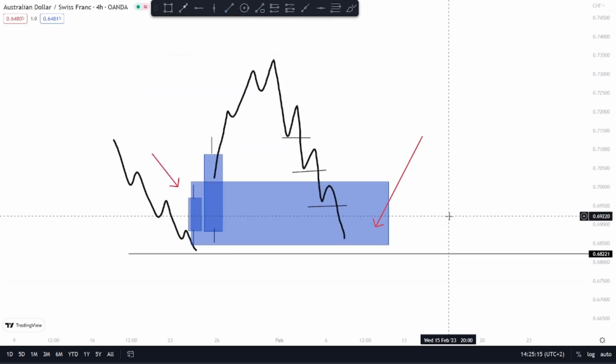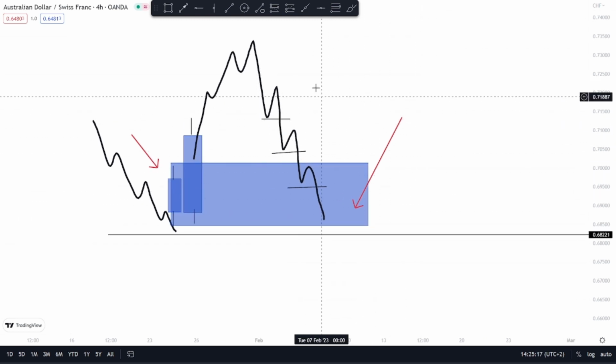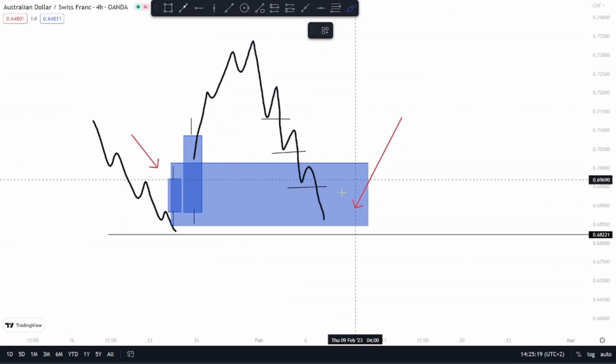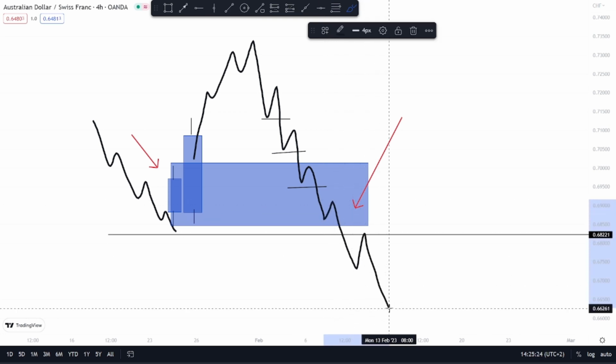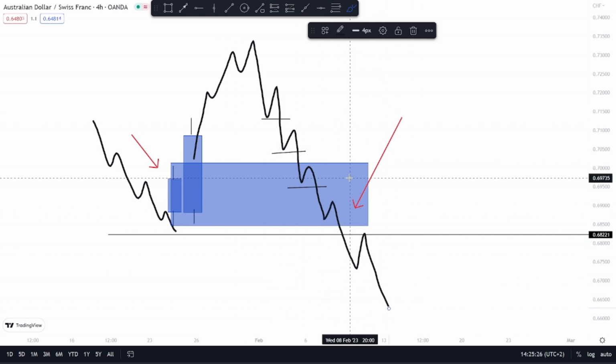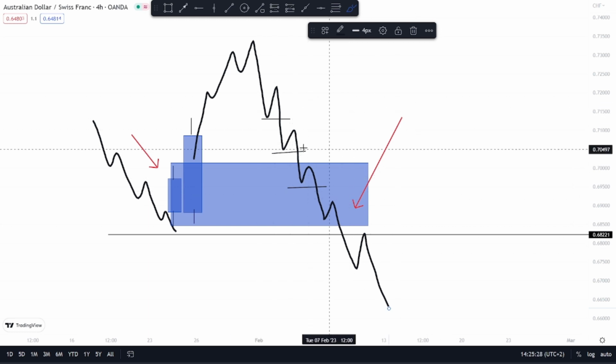It is however important to note that just because you identified your order block doesn't mean that the market is going to respect your order block. Sometimes it happens that the market continues pushing all the way to the downside to invalidate your order block. So you have to be very careful with how you approach it.